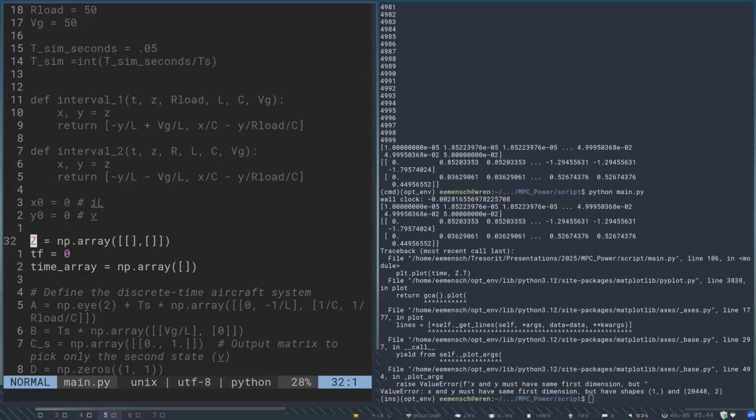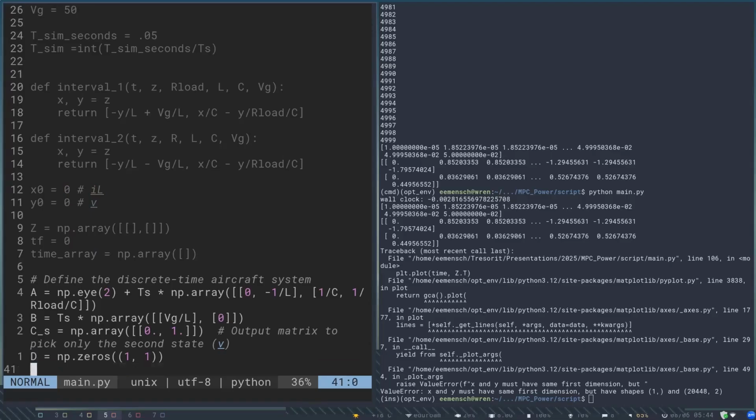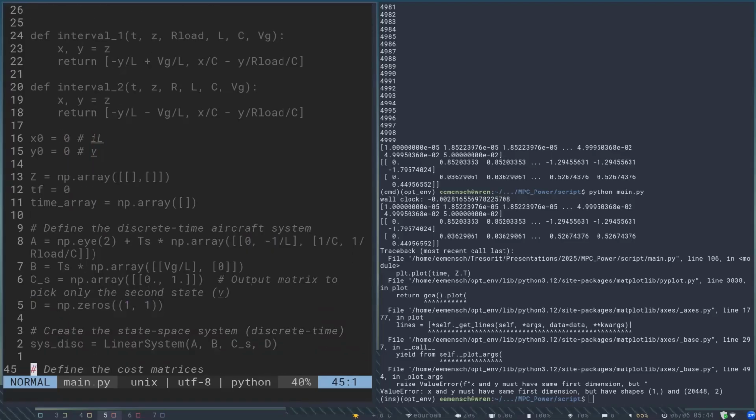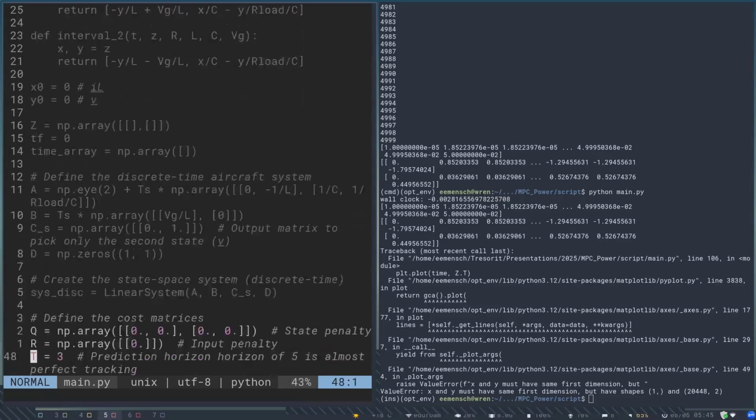Z is just a trajectory. Don't worry about that. This is just keeping track of stuff. These are the A and B. And that C selects the second element of the state vector, which is what I'm really interested in. Don't worry about this. D is 0. It just has to be there. So this linear system object comes out of that OpenMPC package.